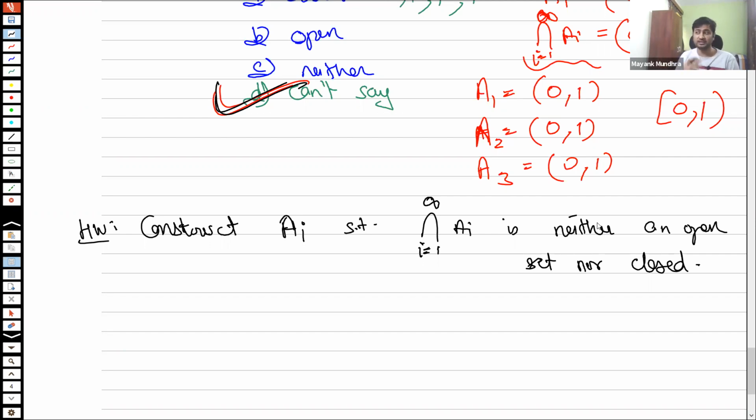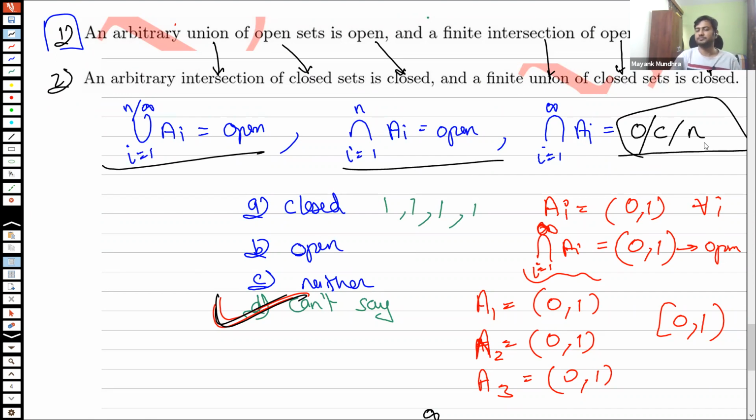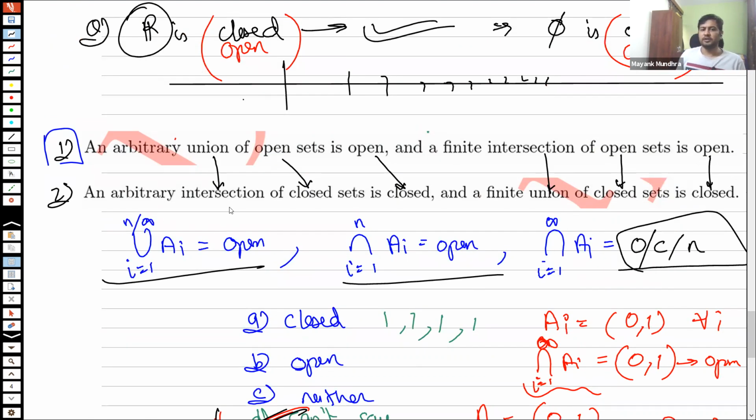DSE does not always ask the same question. It asks something related. They try to twist things a little bit. Okay. So anyway, this is open, this is open, this is open or closed or neither. Anything can happen. Now, what about this thing? An arbitrary intersection of closed sets is closed. So if you take a collection of sets Bi, which is closed, then infinite or finite intersection.